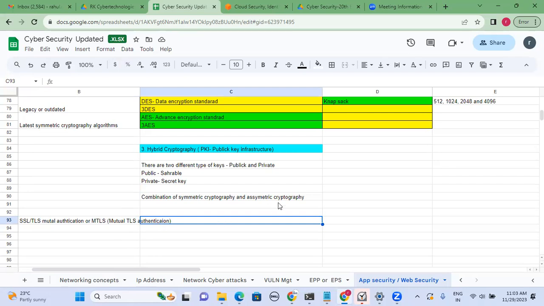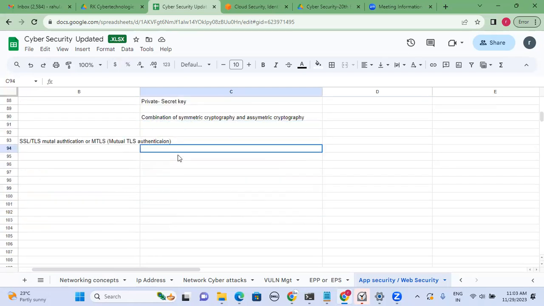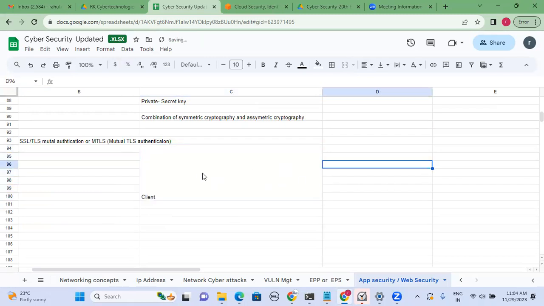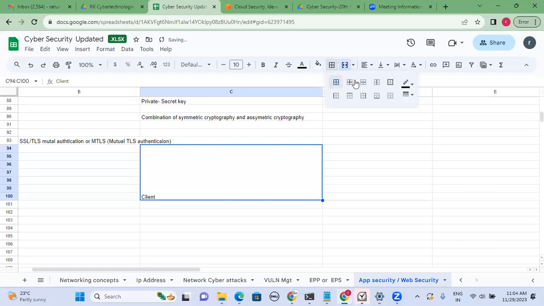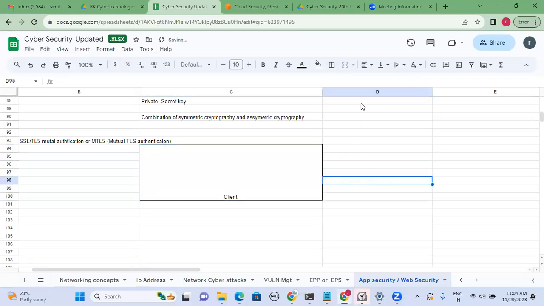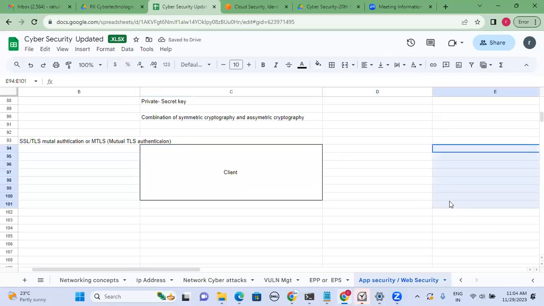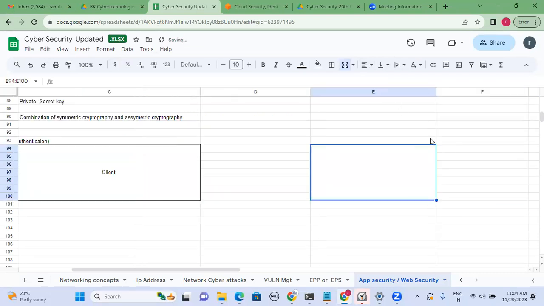How will it work? For this one, I will draw a diagram. So for example, you can consider a client. Client means you, me, and everyone. The second one, maybe consider a server. For example, I can say SBI Bank.